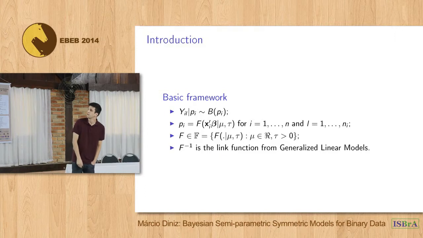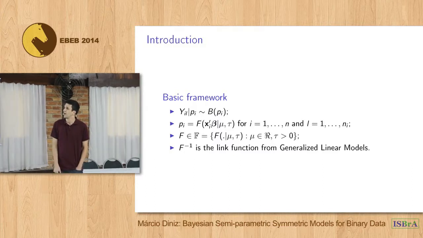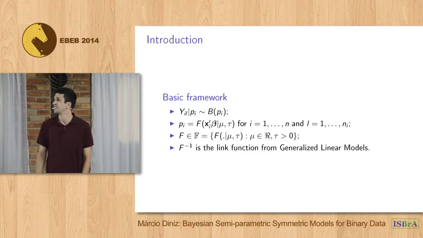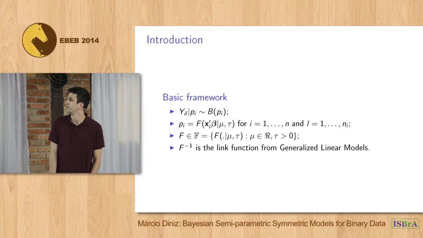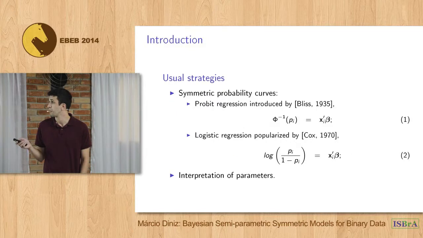The Bayesian framework is a set of independent Bernoulli variables with probability of success π. The typical challenge is to model the probability of success π as a function of the covariate vector x and the parameter vector β. The function F is a distribution function common in a scale-location family of distributions. The inverse of F is the link function from generalized linear models.